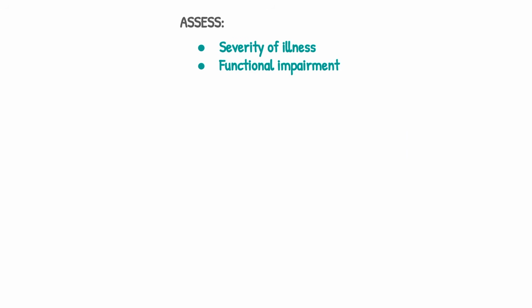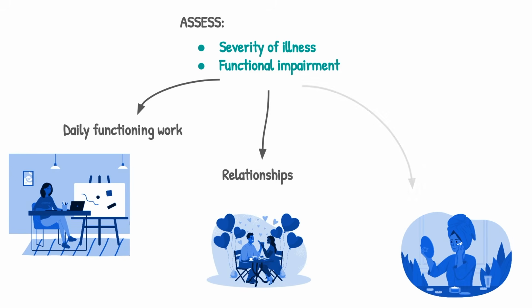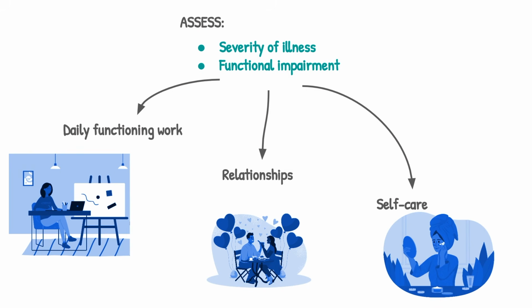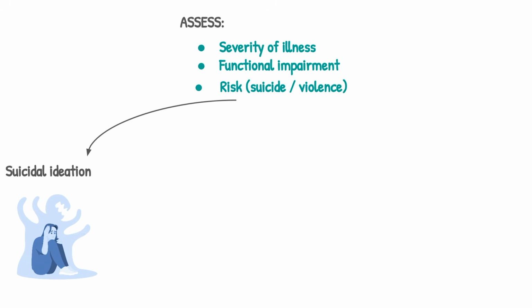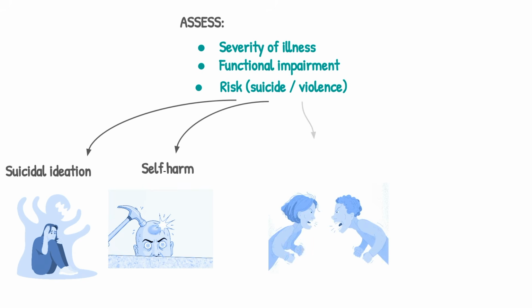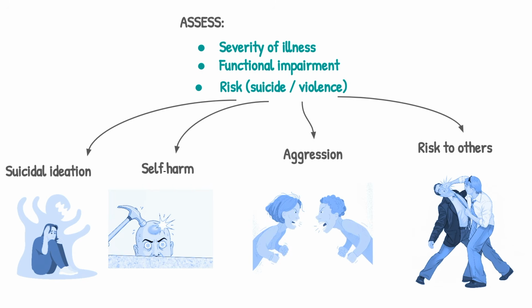Functional impairment refers to how much the illness affects daily functioning, work, relationships, and self-care. Even when symptom severity appears mild, significant functional impairment may justify pharmacotherapy. Risk assessment is a priority in psychiatric prescribing. The presence of suicidal ideation, self-harm, aggression, or risk to others often necessitates prompt pharmacological intervention.